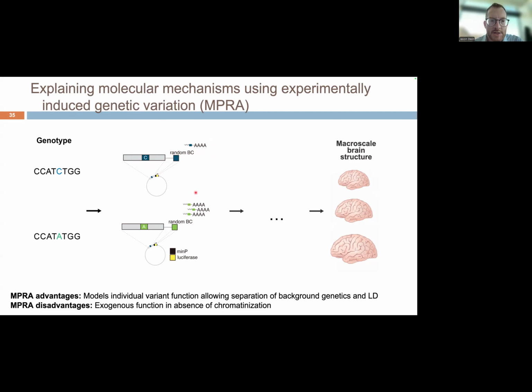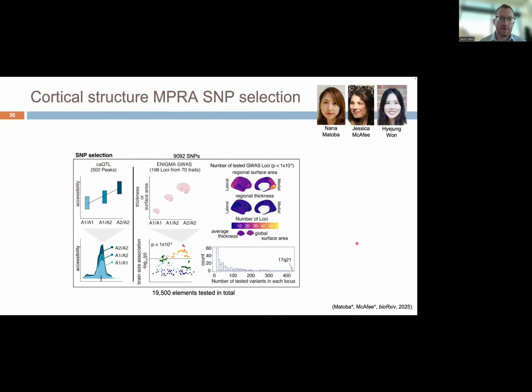And these MPRA types of studies have some advantages. They model individual variant function, allowing separation of background genetics and LD. So they overcome some of the limitations that exist in QTLs. However, they have their own limitations as well. For example, they are modeling exogenous function in the absence of important things that determine gene regulation, like chromatinization. So they have advantages and disadvantages, but we wanted to use this assay as well to understand these cortical structure associated SNPs.